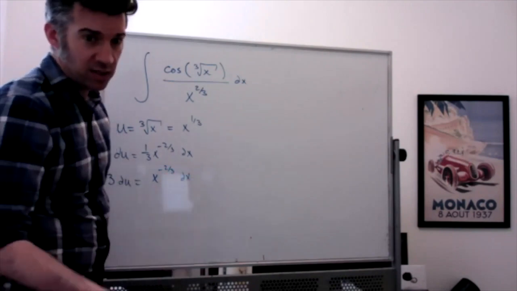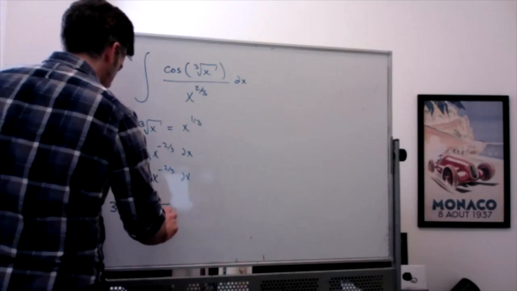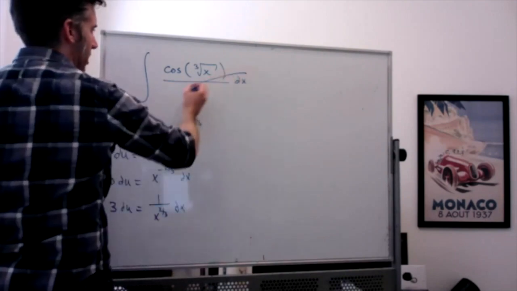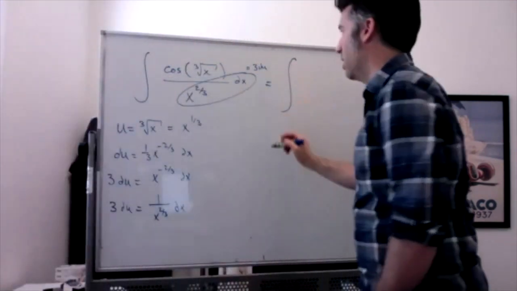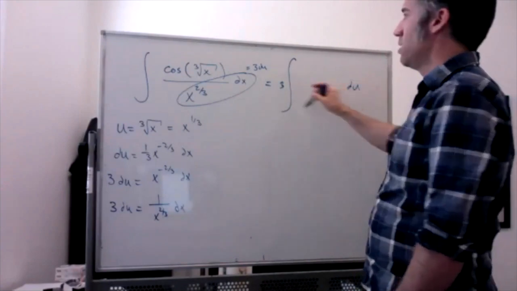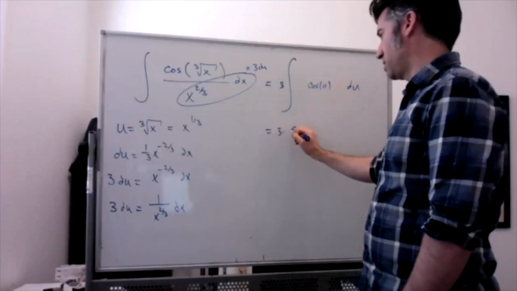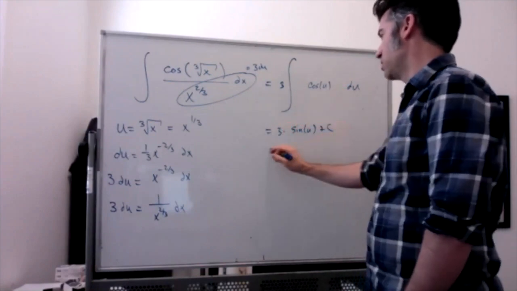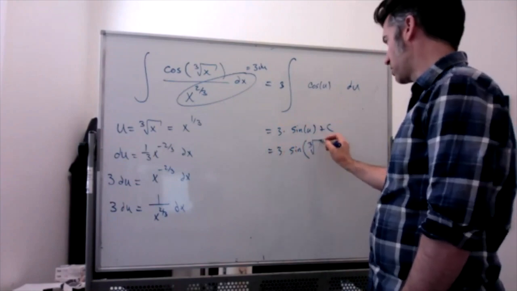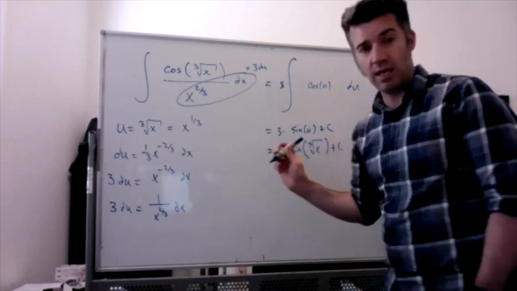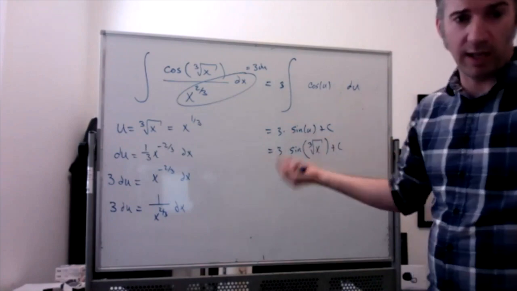X to the negative 2/3 is 1 over x to the 2/3 and then dx. So right there, there's my 3 du. Just becomes the integral of 3 du times cosine of u, which is 3 times sine of u plus c, which is 3 times sine of the cube root of x. I'll remind you, when you have an indefinite integral like this, you have to plug back in what x is.